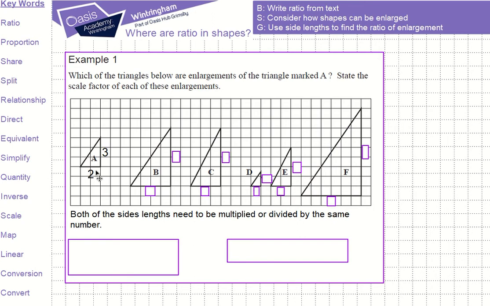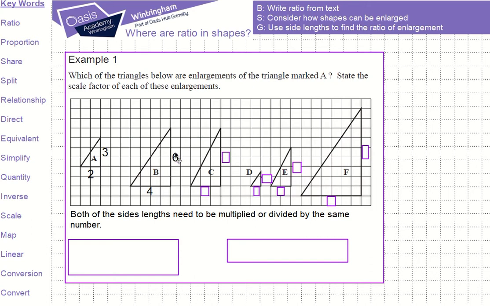And the way that we can do that is to check that both of the side lengths have been multiplied or divided by the same number. So let's have a look at some examples of what I mean by that. So we'll have a look at shape B. The first thing I need to do is count the squares and see the side lengths of shape B. So along the base, 1, 2, 3, 4. And the height, 1, 2, 3, 4, 5, 6.